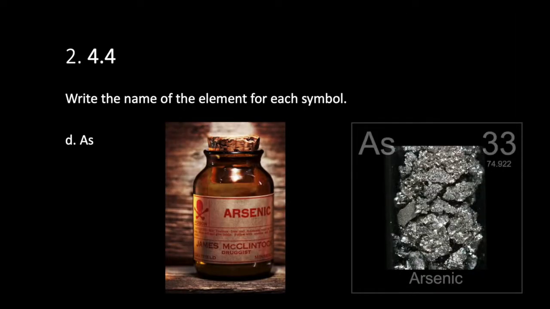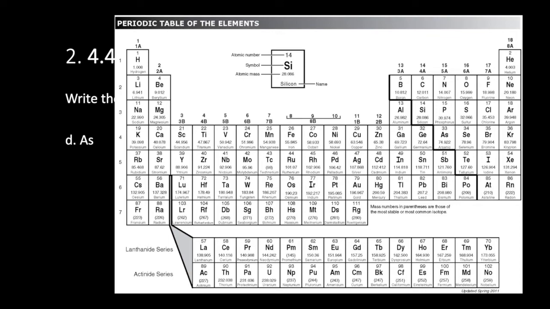As is arsenic, which is often used as a poison, say, for example, a rat poison. And you can see arsenic. It's in column or group 5A. Go down. You see As. The full name is arsenic, so you'd write ARSENIC.